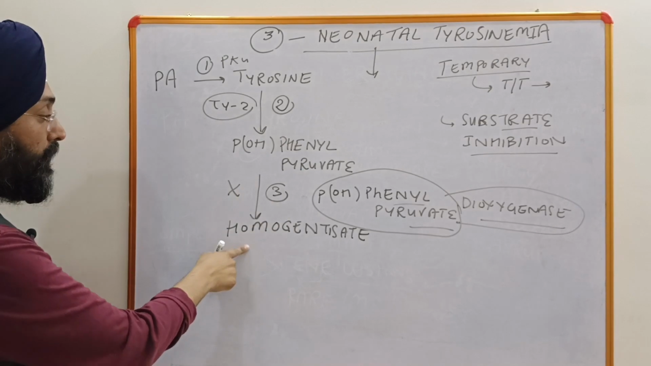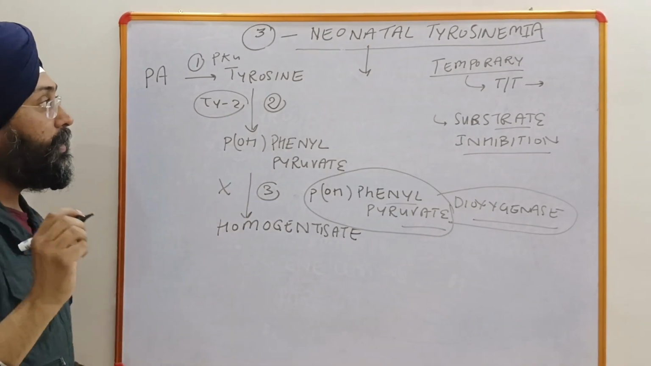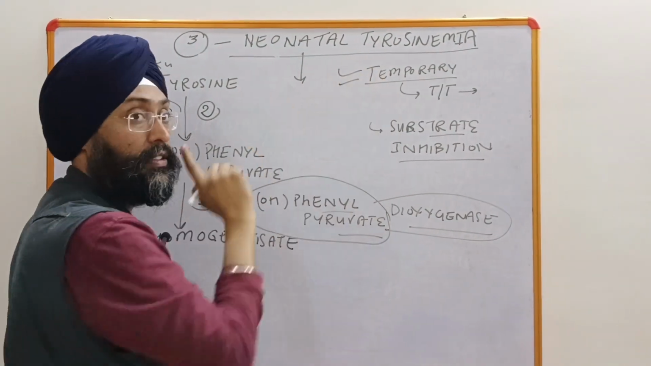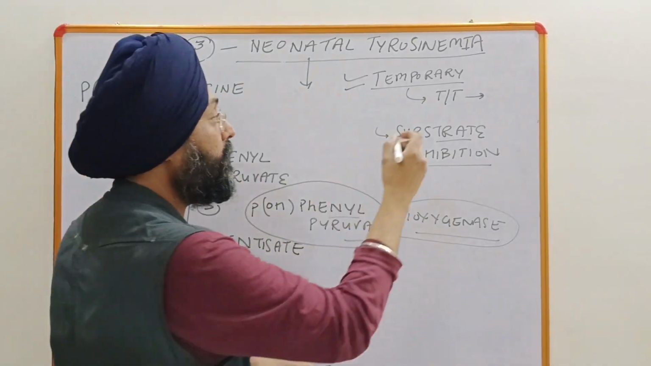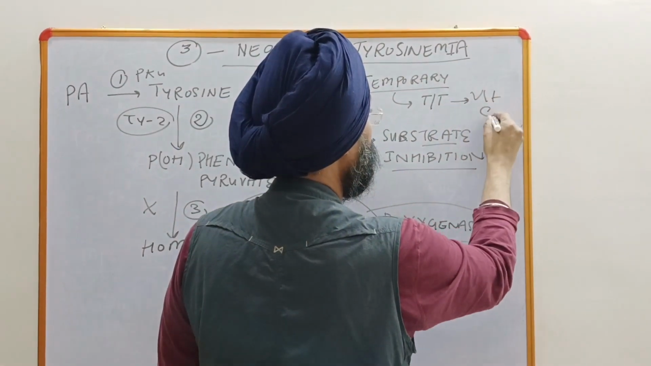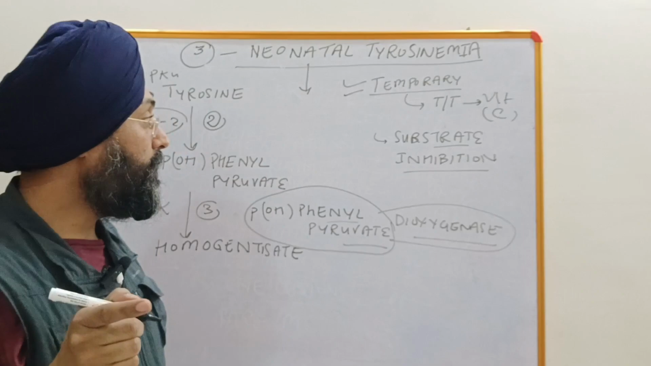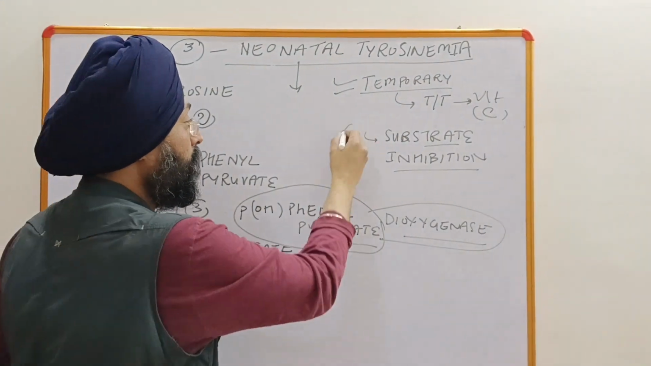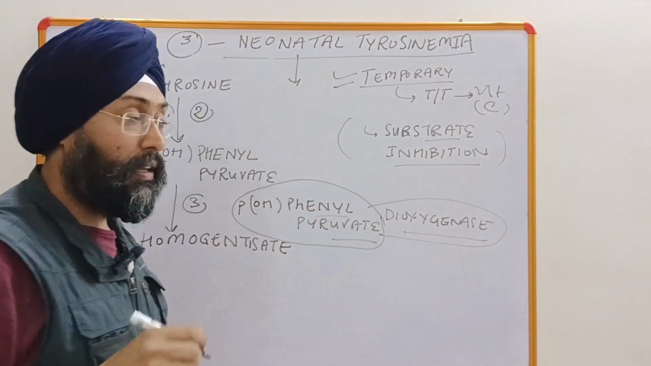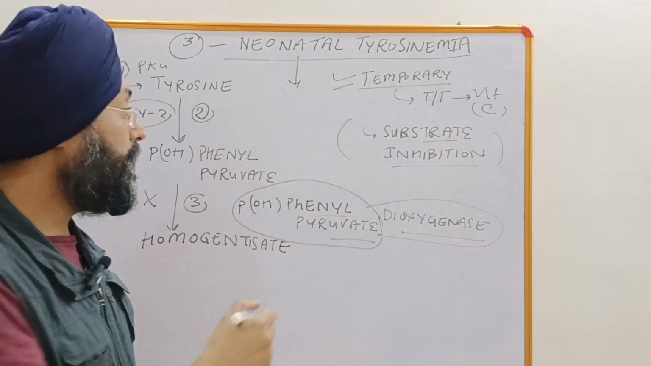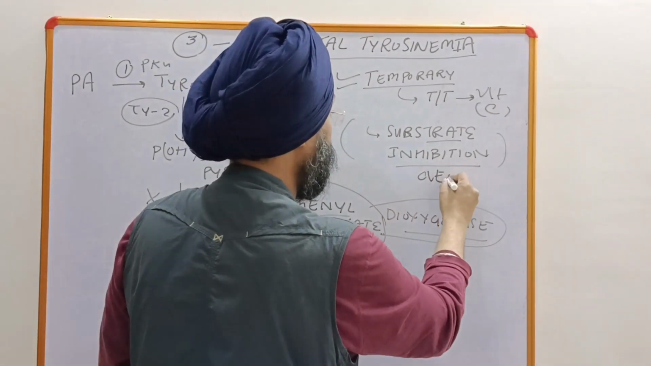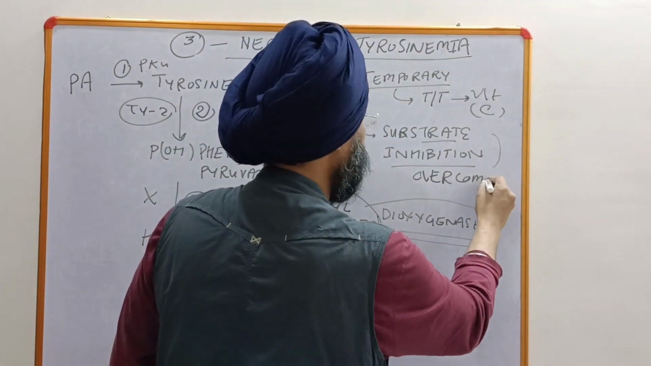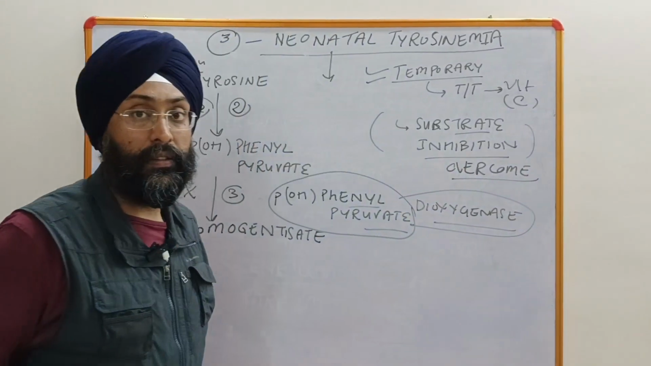And so it is not converted to homogentisate, and it is a temporary condition, and it responds to treatment with vitamin C or ascorbic acid, because due to presence of vitamin C, substrate inhibition is overcome, right? It can be overcome and the reaction will proceed further.